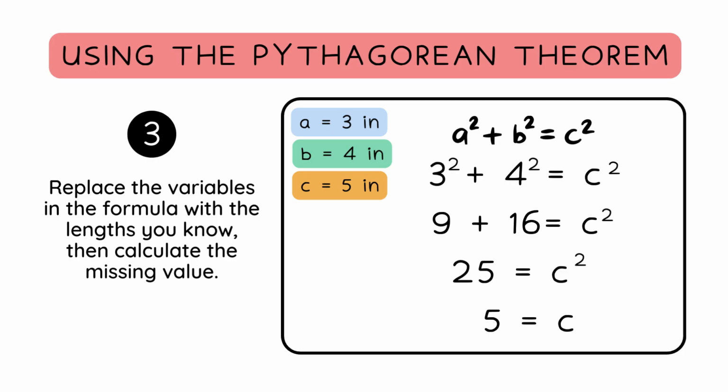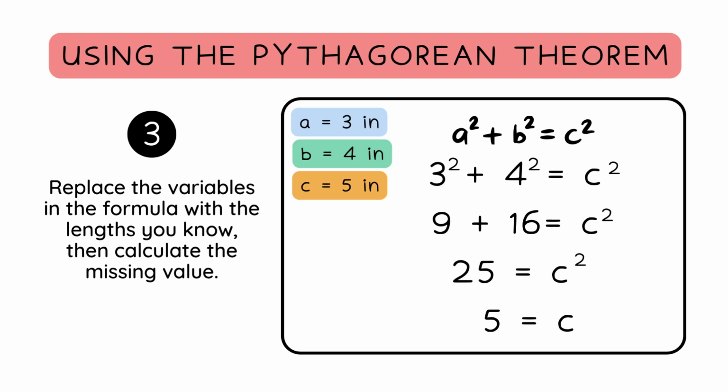So first write the Pythagorean theorem formula. A squared plus b squared equals c squared. Then substitute the known values into the formula. 3 squared plus 4 squared equals c squared. Now we have to square each value. 9 plus 16 equals c squared.